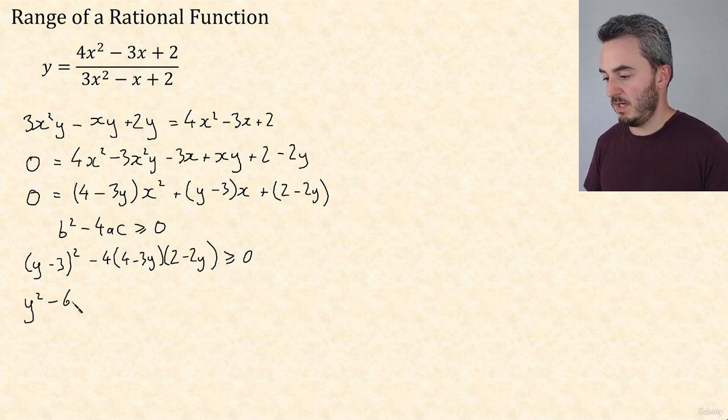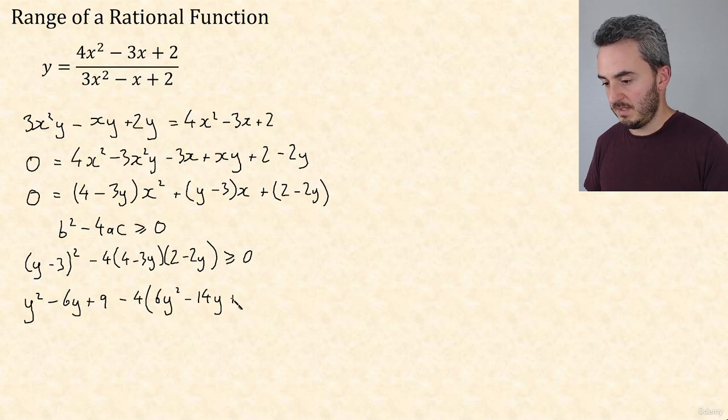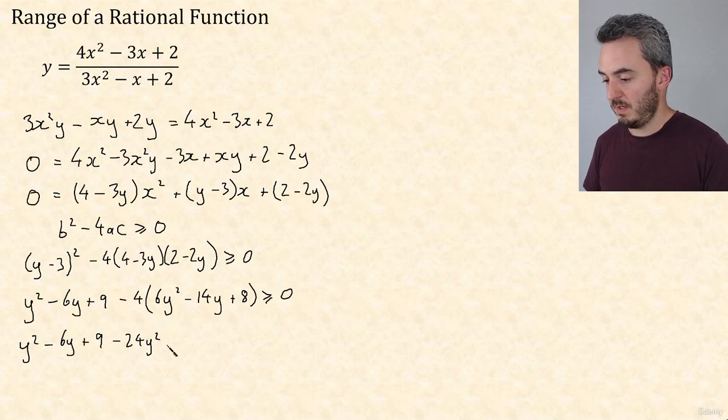Y squared minus 6y plus 9. Let's take this one in 2 steps. So minus 4, what have we got? It's 6y squared minus 6y minus 8y, so minus 14y, then it's plus 8. Expanding all of that out, y squared minus 6y plus 9 minus 24y squared, minus minus, so plus 14 times 4 is 56, plus 56y, and then minus 32.